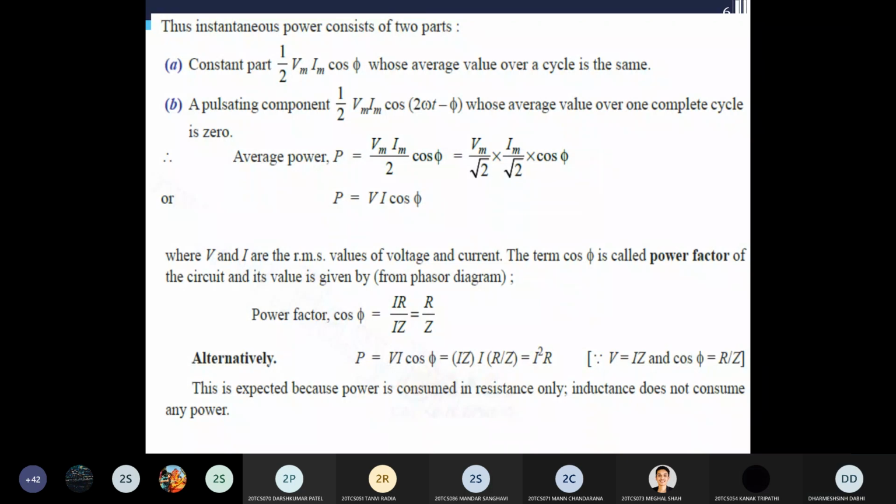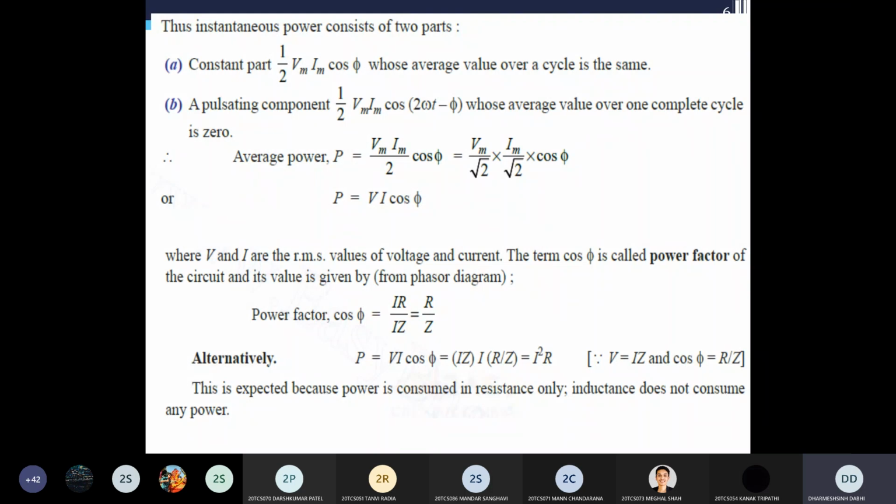Alternately, you can also express the active power or average power by the equation VI cos phi, which we already derived. Now, V is equal to I into Z, and cos phi is R by Z. So if you replace V by IZ and cos phi by R by Z, finally your equation of power becomes I square into R. I square into R is nothing but the power loss that happens in your circuit.